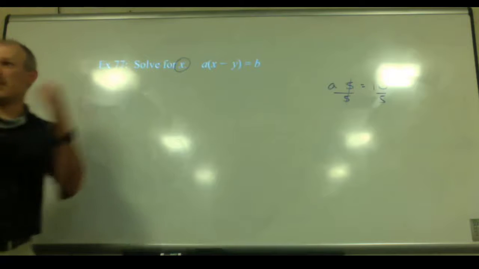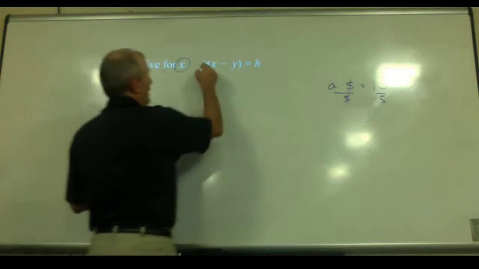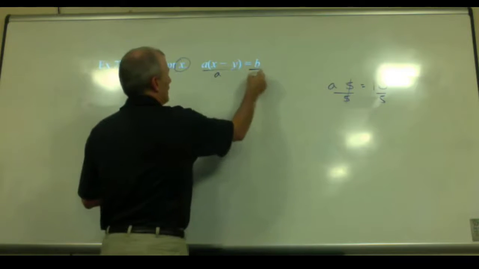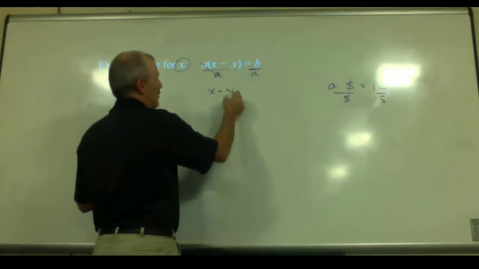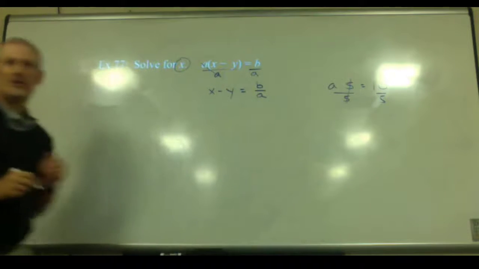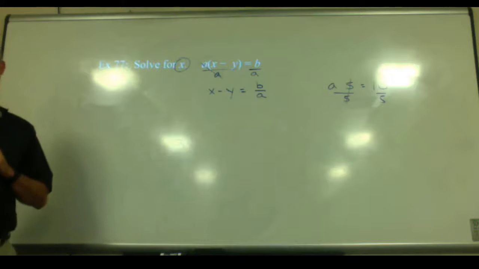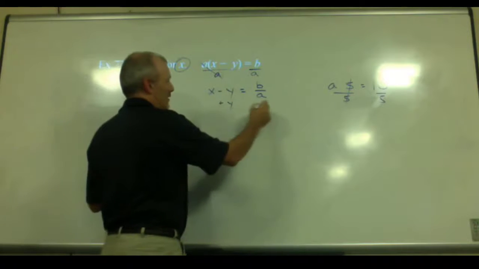Right? You see how that's the outside layer? The x and the y are stuck together. So we divide by a. And that cancels. And now, since that's all that's left, we don't need the parentheses anymore. Now what do we need? Now we're ready for the y. How do we get y? We add the y because it's a minus y, so we're going to add y.